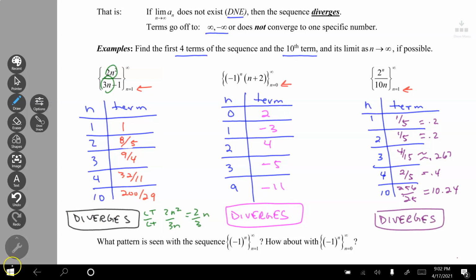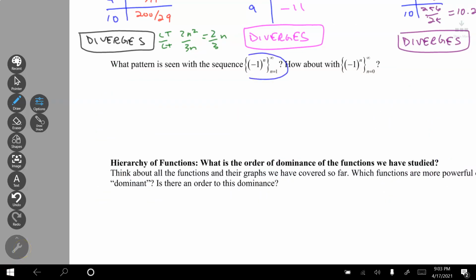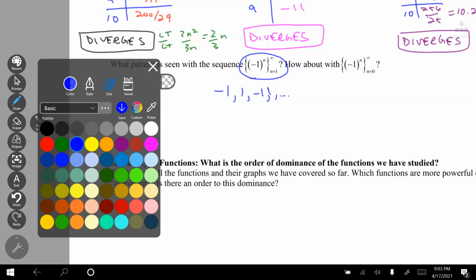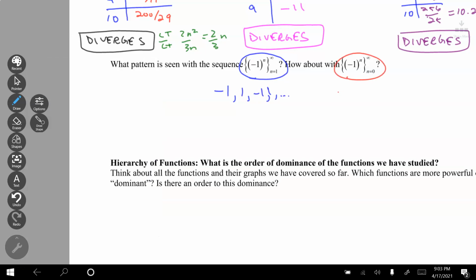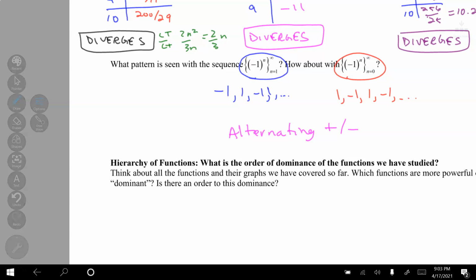It also diverges. So when we see negative 1 to the n, and we start at 1, it goes negative 1, 1, negative 1, 1, dot, dot, dot. And if we start with n equals 0, it goes 1, negative 1, 1, negative 1, dot, dot, dot. Either way, we're getting alternating plus and minus signs. So that's what negative 1 to the n does. It's not really an exponential function. Like if you did 2 to the n or 1/2 to the n, negative 1 to the n just plays this back and forth, what I call ping pong.